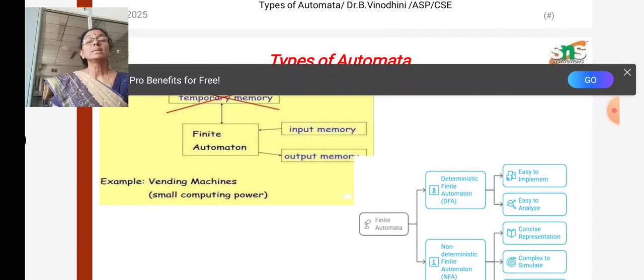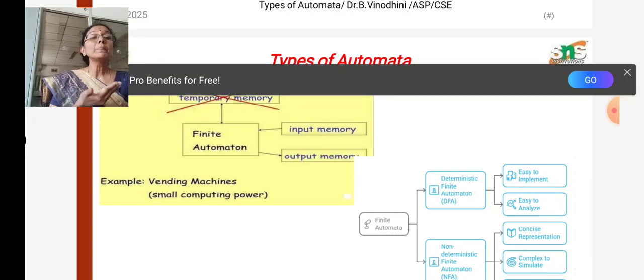I told you that the finite automata has two different types. One is deterministic. Deterministic means for a single state, for a single input, we go to only one next state. But in the non-deterministic, from a single state, for the given input, we go to multiple states. That is the difference between the deterministic and non-deterministic. In the deterministic, from one state, when you read an input, you can only go to one other state. But in the non-deterministic, from a single state, when you read the input, we go to multiple states.